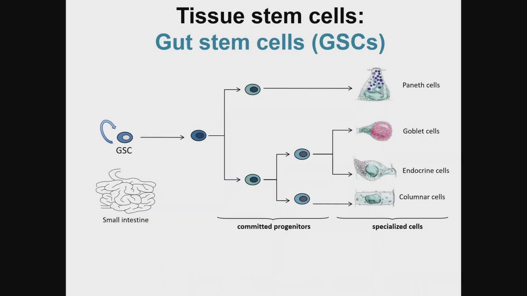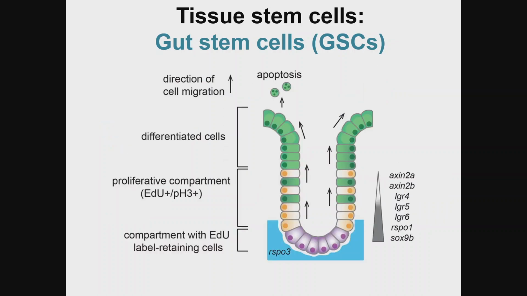Another example of stem cells, and here the niche is important, are the gut stem cells from the small intestine that also have different kinds of cells: Paneth cells, goblet cells, endocrine cells, and columnar cells. And this is also something that I tried to draw for you the other day. We have these cells that are the dividing cells, and then they push up and start differentiating. So these ones will be differentiating. And when they are done with their career, they go to apoptosis and get cleared from the system.